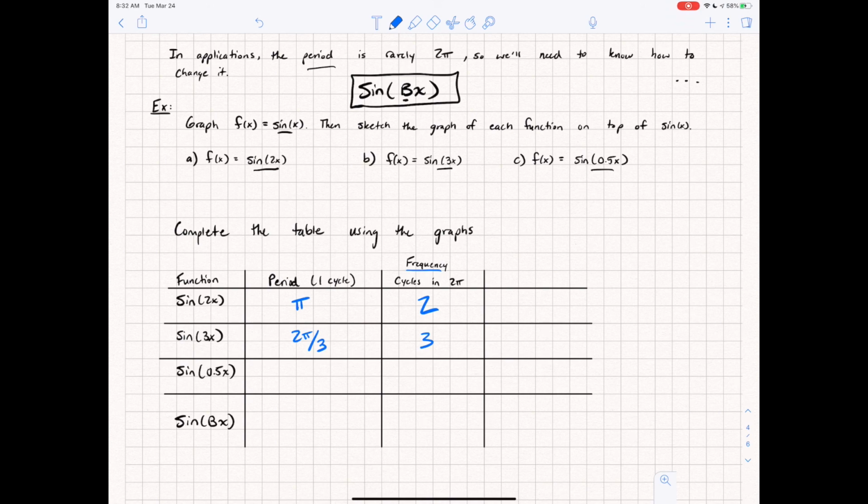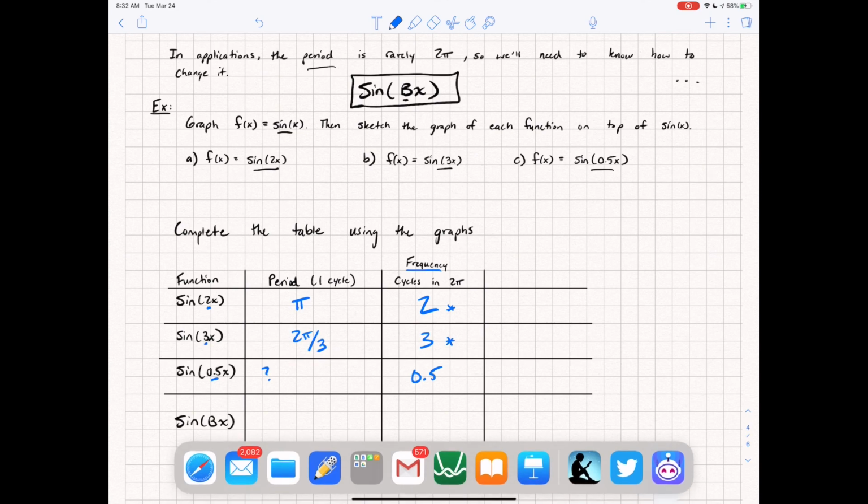Notice that whatever b is, that's the number for my frequency. Sine of 2x gives a frequency of 2. Sine of 3x gives a frequency of 3. So if I have sine of 0.5x, then the guess would be that my frequency would be a half, or 0.5. Well, what do you think the period would be? How long do you think it's going to take to complete one cycle?